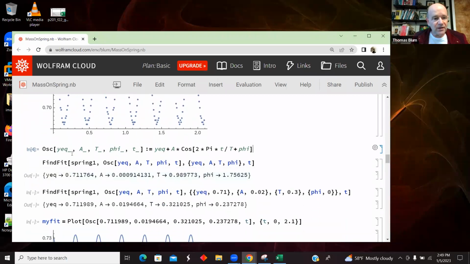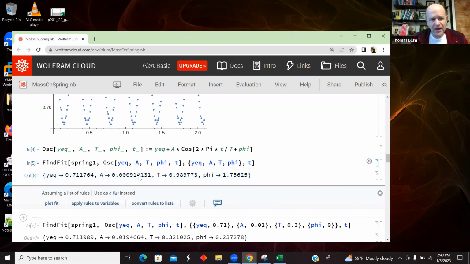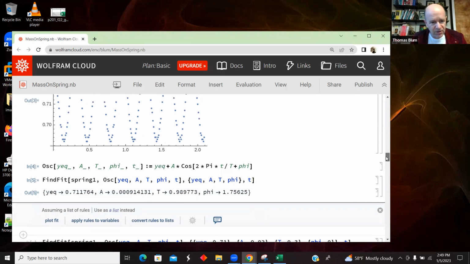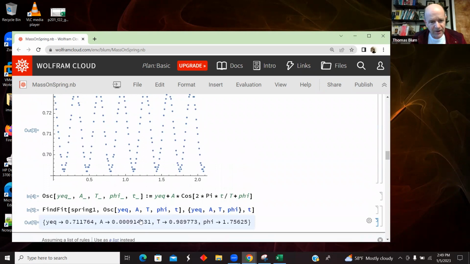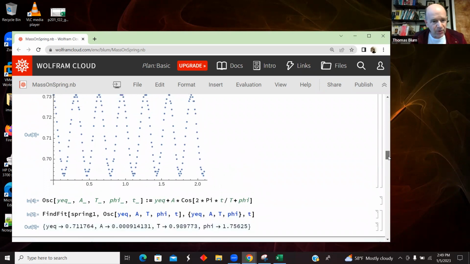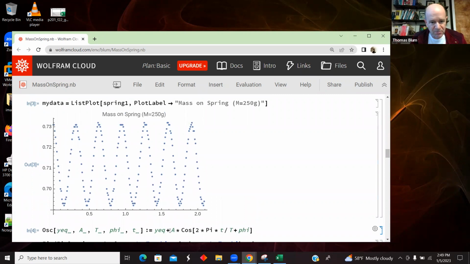Okay, so that is the function. Now we're going to try to fit the spring data to that function, noting that these are the parameters and this is the variable. And we get some answer, but it's not a very good answer. It doesn't give any indication that it didn't converge, which it will sometimes do. But if we just think about this, we can see that this is not a very good fit because we know what these parameters mean.